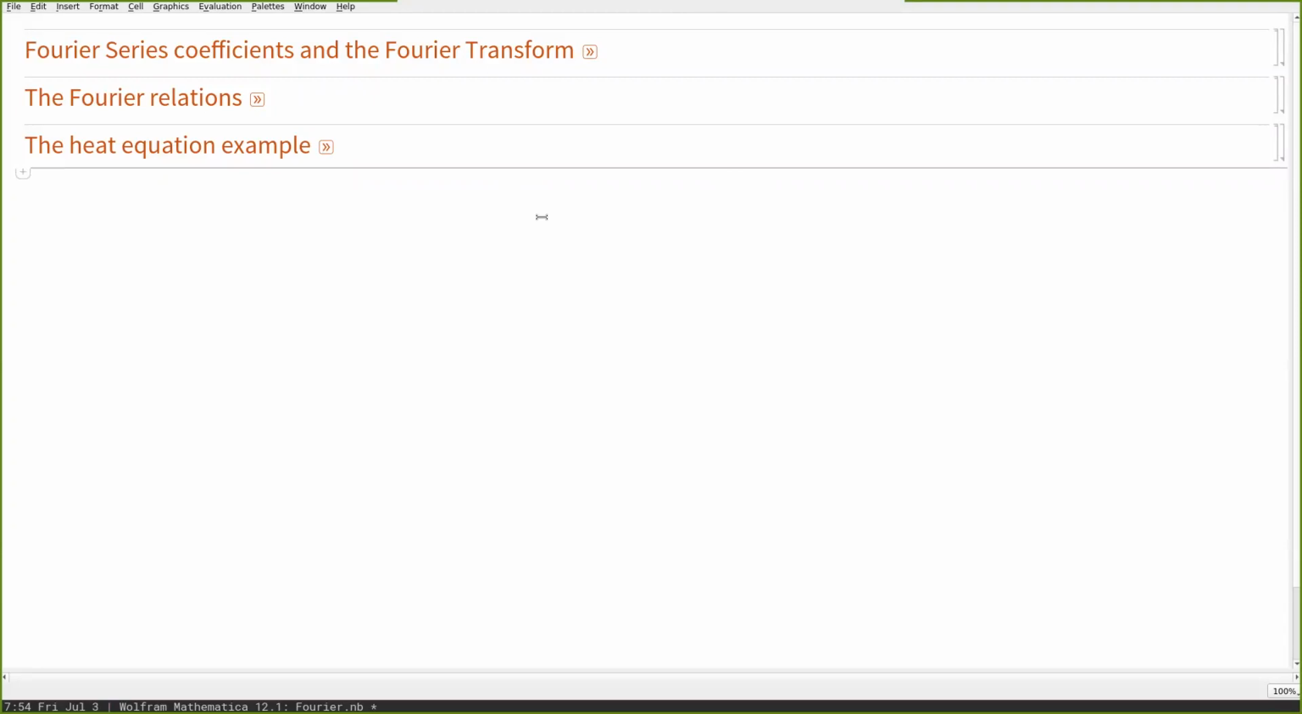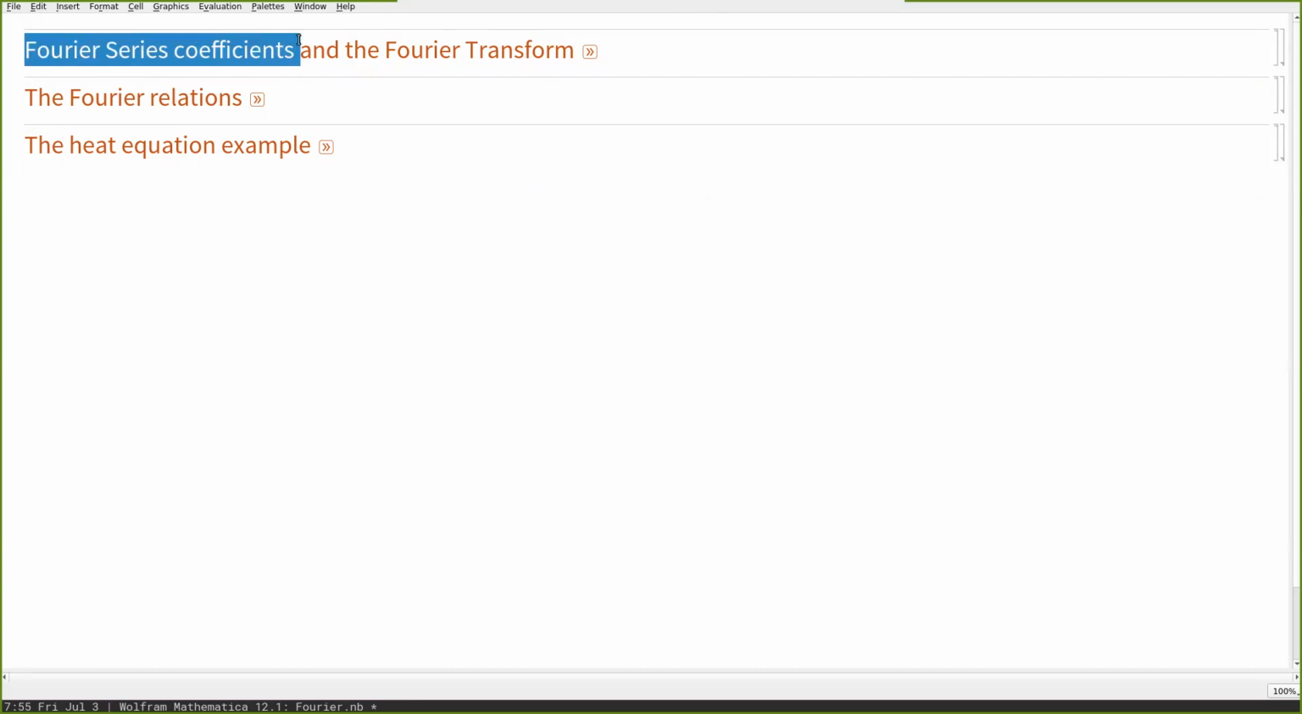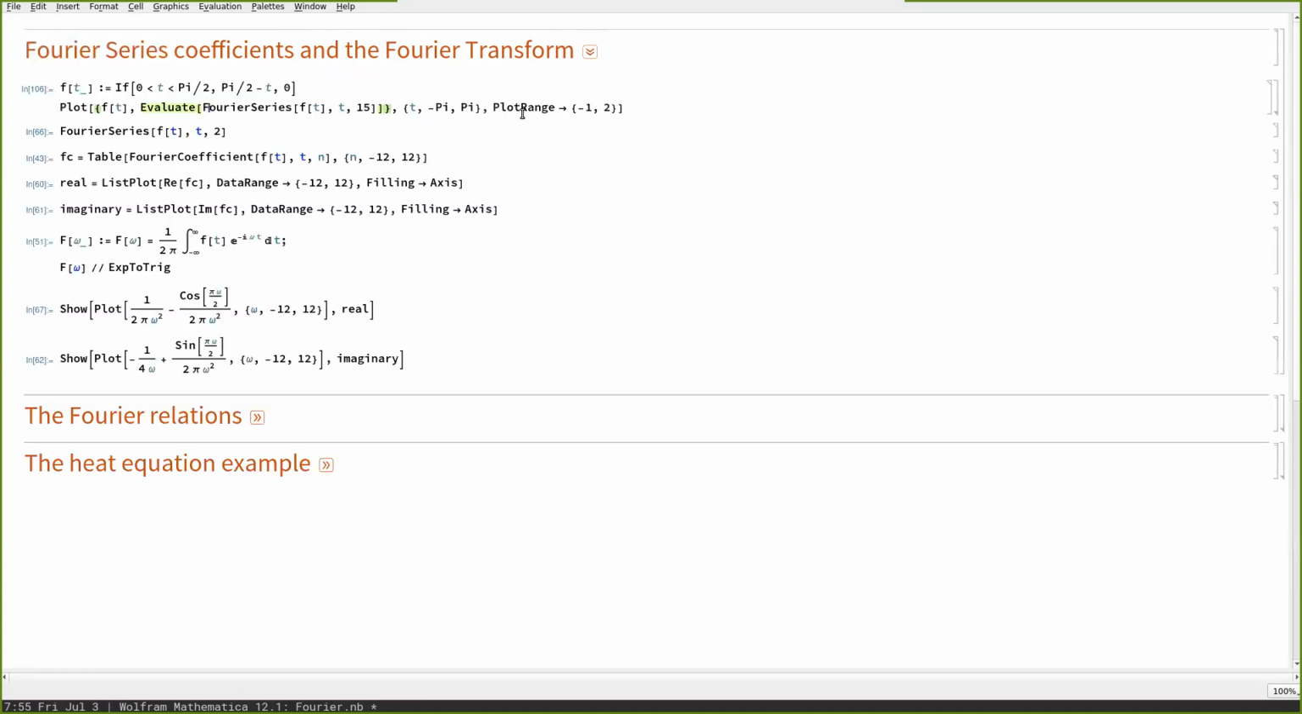Our recent videos introduced the Fourier transform. I thought it'd be nice to visualize what was going on with some examples. So the first property that we discussed when introducing the Fourier transform was its relationship to the coefficients in the Fourier series. So here I have typed in a function, f of t.